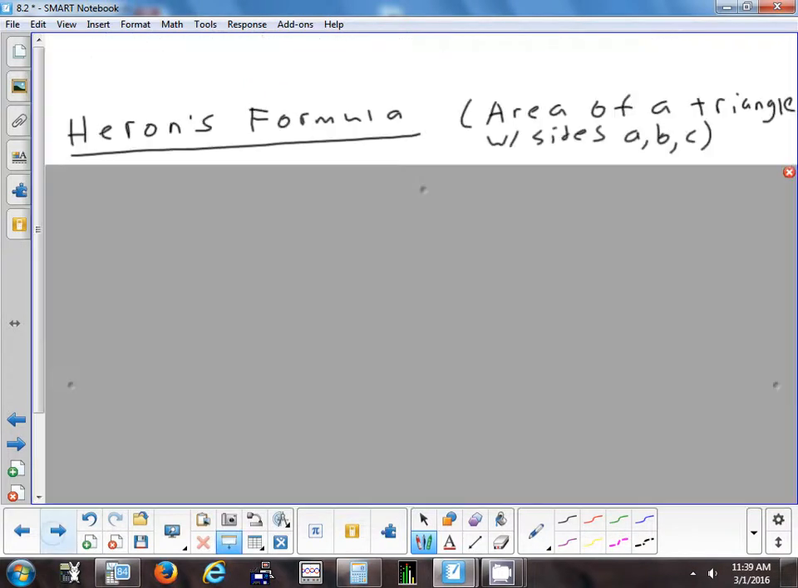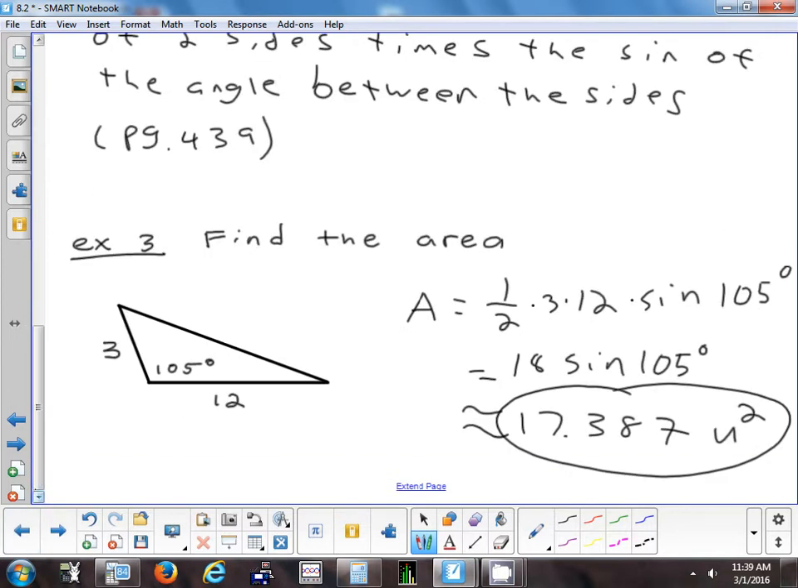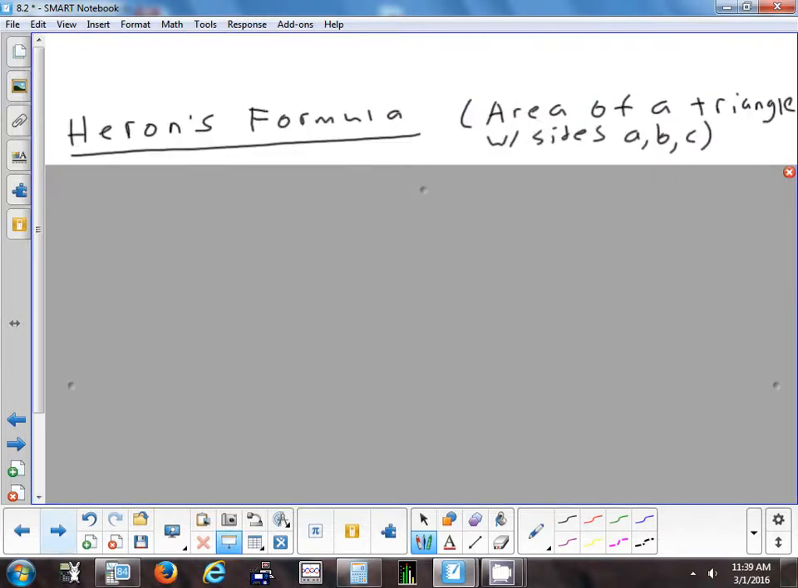All right, so any question on how to find the area of a triangle if they give you two sides and the angle between? Again, it doesn't directly relate to law of sines or cosines, but it relates to area. And our next formula comes from the law of cosines.